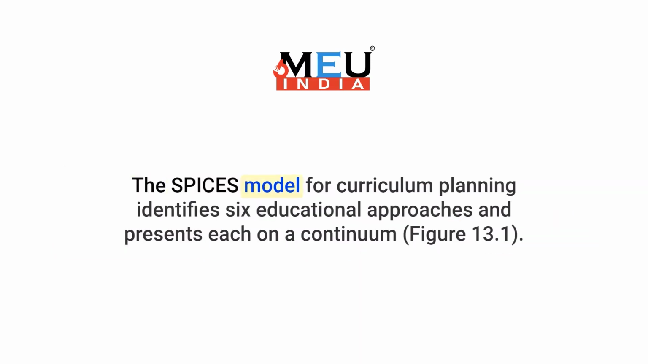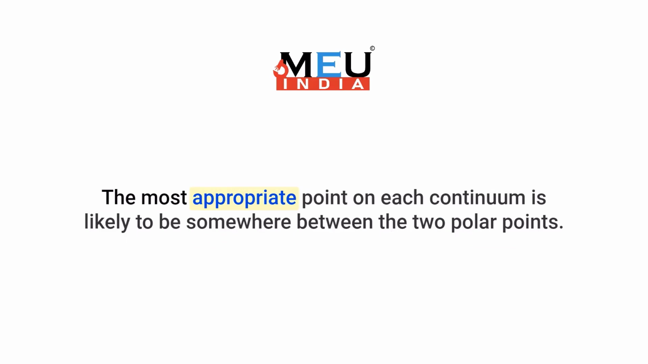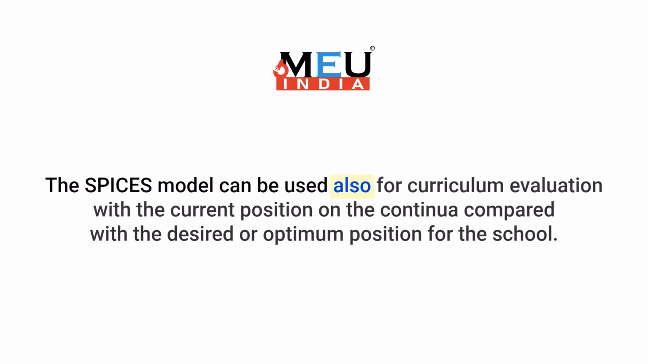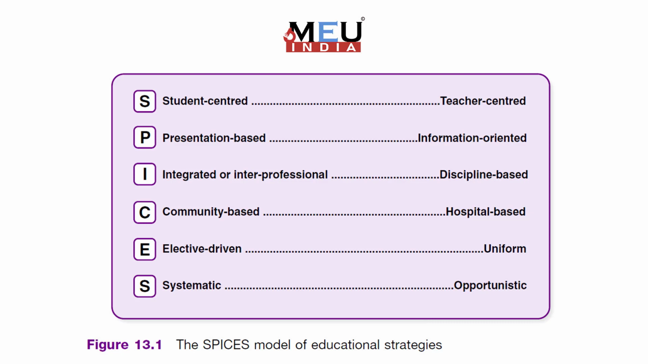The SPICES model for curriculum planning identifies 6 educational approaches and presents each on a continuum. The most appropriate point on each continuum is likely to be somewhere between the 2 core points. An assessment by staff and students of the school's position on each dimension may be a useful step in planning a curriculum. The SPICES model can be used also for curriculum evaluation, with the current position on the continua compared with the desired or optimum position for the school. Figure 13.1 The SPICES model of educational strategies.